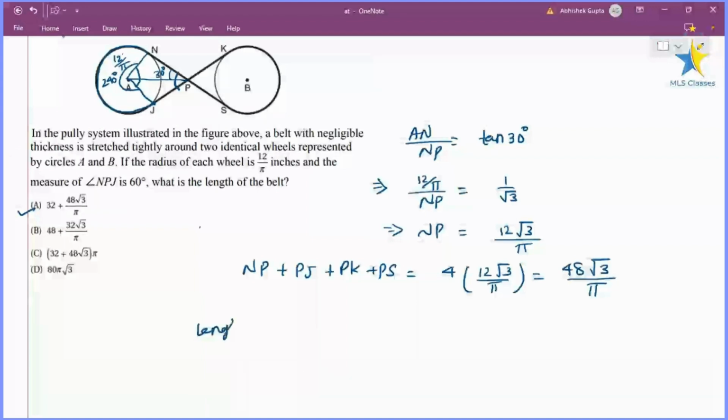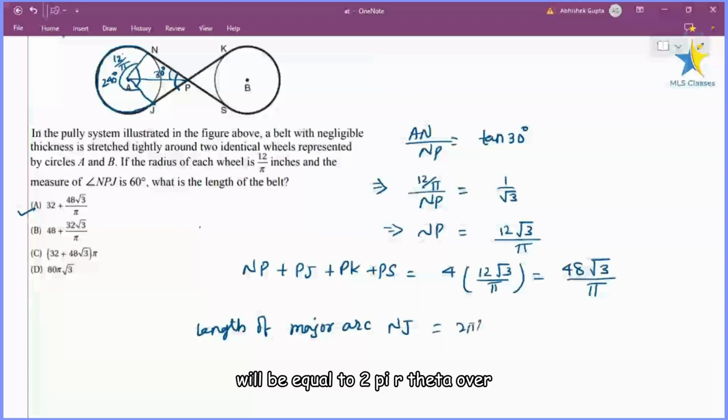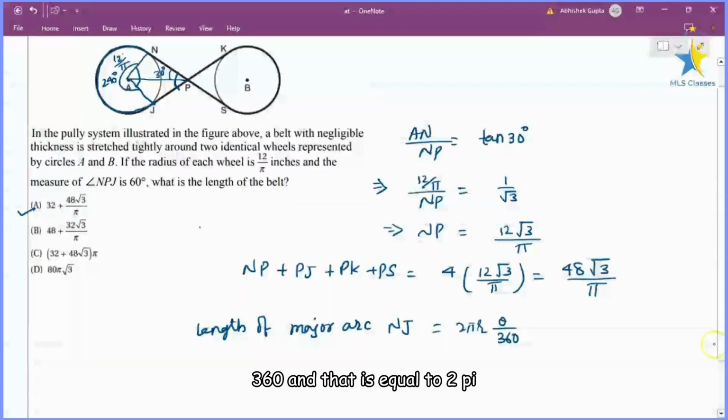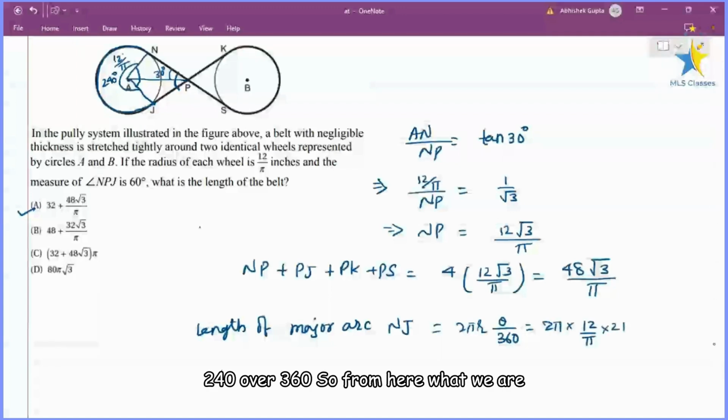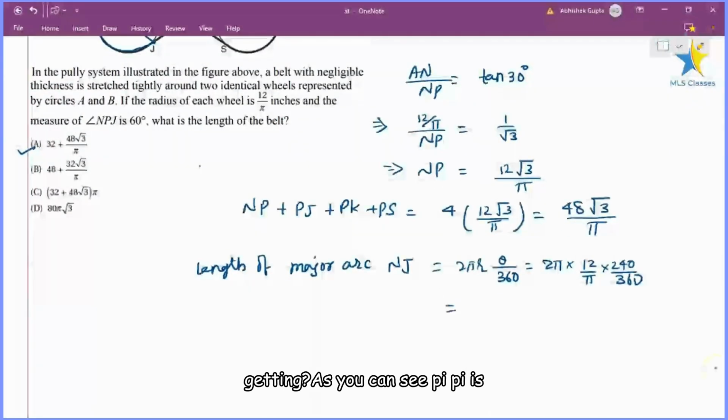So length of major arc NJ will be equal to 2 pi r theta over 360, and that is equal to 2 pi, radius is 12 over pi, theta is 240 over 360. So from here, as you can see, pi is cancelled out. We are getting 8 here. We are getting 16 because 3 will cancel out 240 two times, and then 3 will cancel out 12 four times. So we are getting 16.